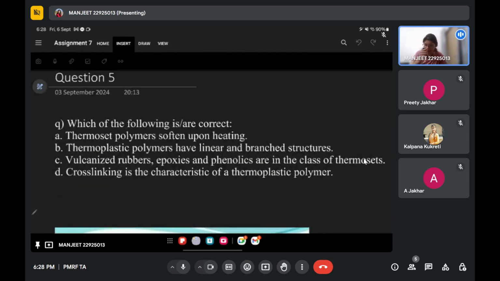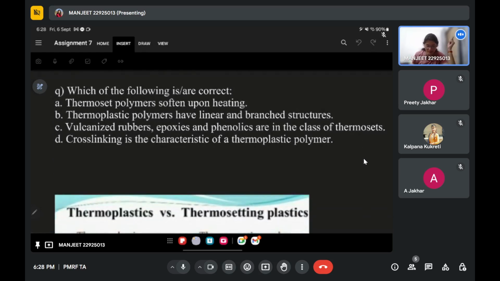In question number 5, which of the following is or are correct? A: Thermoset polymer softens upon heating. B: Thermoplastic polymer has a linear and branched structure. C: Vulcanized rubber, epoxies and phenols are in the class of thermosets. D: Cross-linking is the characteristic of a thermoplastic polymer.